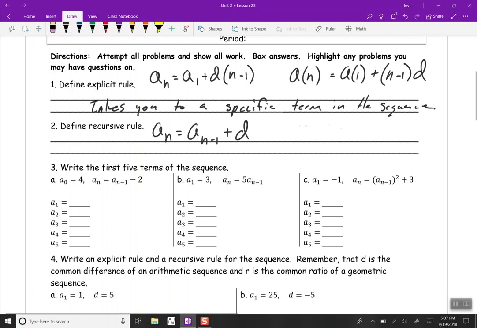And so the recursive rule will take you to the next term in the sequence.